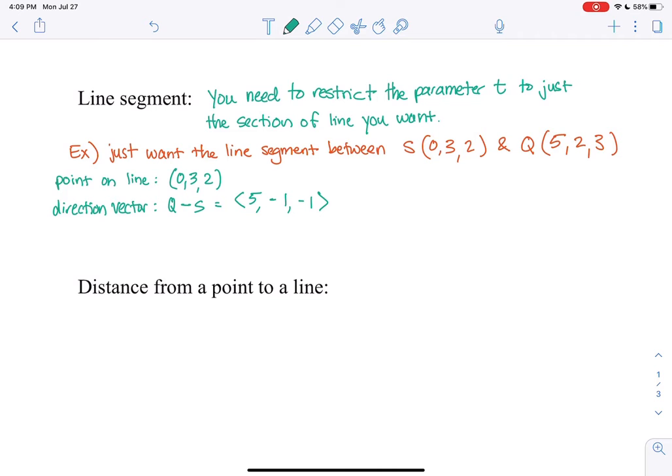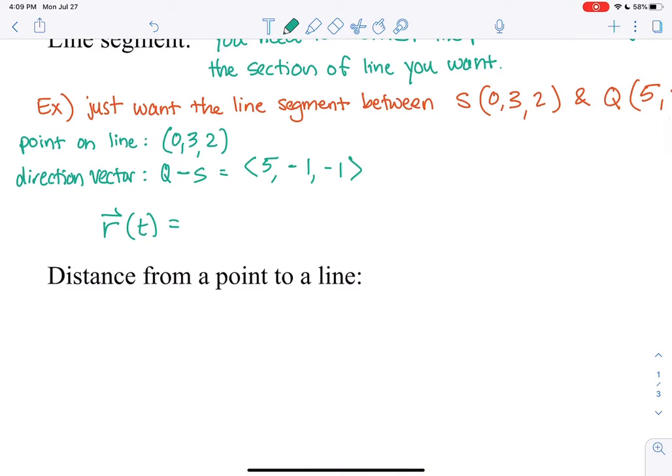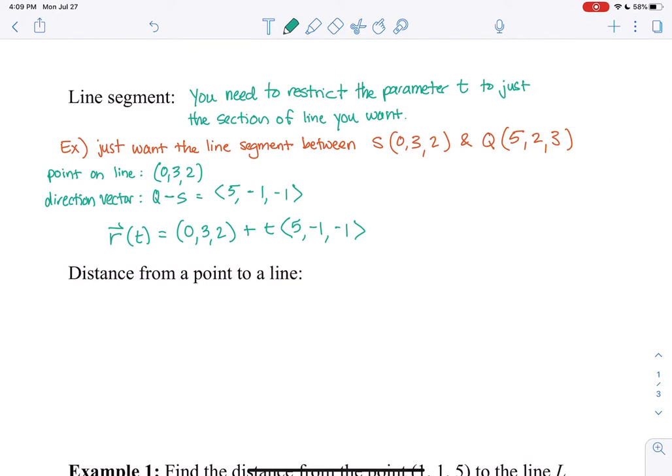So now let's just write the equation of the line. I'll use the vector form. So we'll get our original point, I'm using 0, 3, 2, plus t times 5, -1, -1. And so just like this would be the entire line extending in both directions infinitely long.